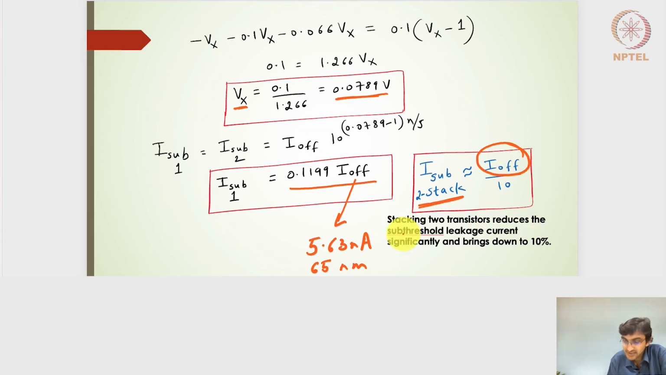So stacking two transistors reduces the subthreshold leakage current significantly, to an effect that it brings it down to almost 10%. Which is very, very nice. So if we have design specifications to reduce the subthreshold leakage current, we can always use a foot transistor, which is off, and the stacking of the transistors will help in reducing the subthreshold leakage current and the subthreshold leakage power, and directly it will have an impact on the static power. All right, hope this is clear.